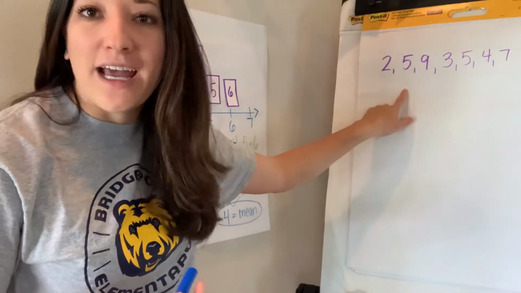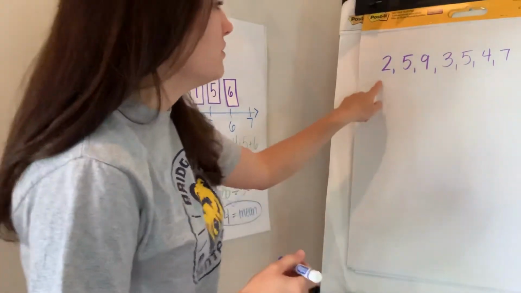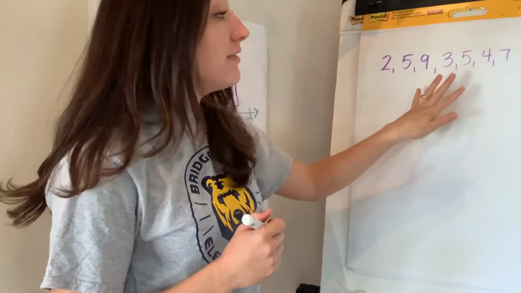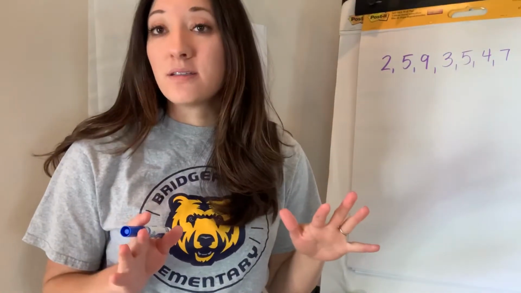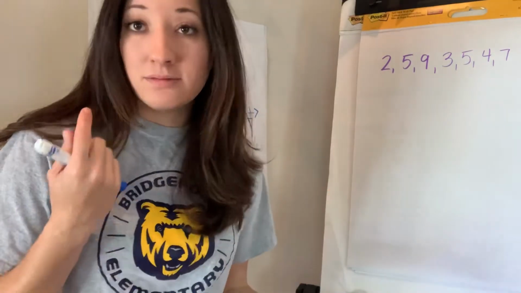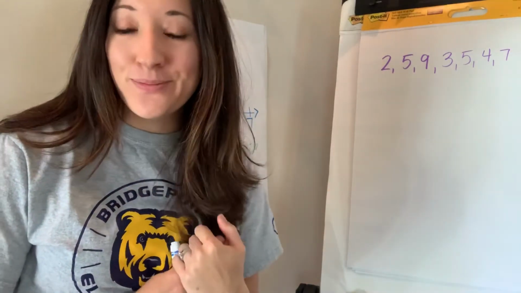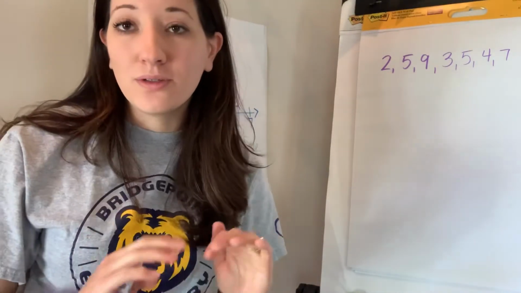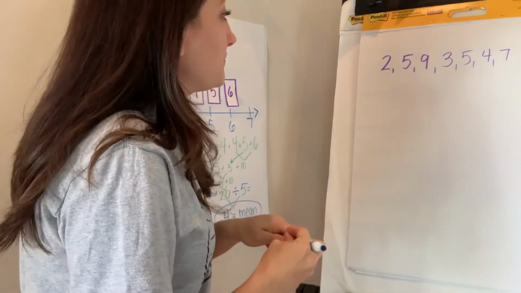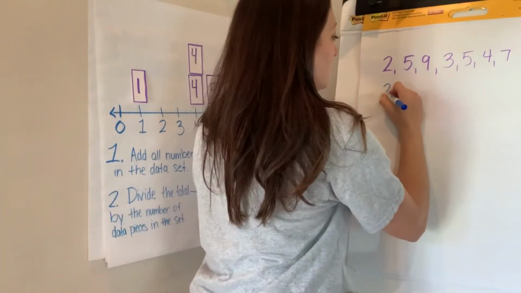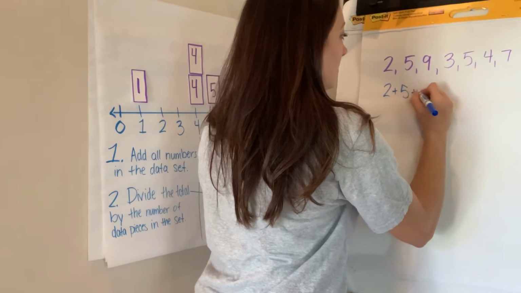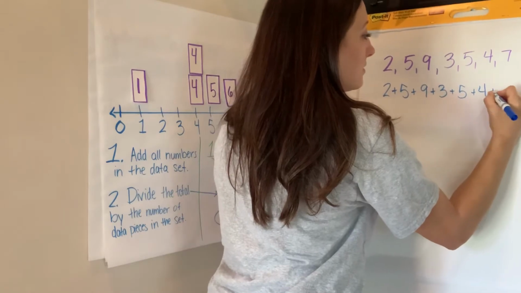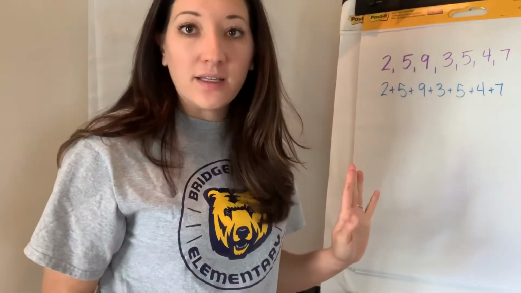So the first step is we're gonna add all of these together. So I've got 2, 5, 9, 3, 5, 4, and 7. So I'm gonna add these all together. You can do it whatever way makes sense for you. If you're gonna try to do it in your head, great, but then double check it, please, because with mental math, it's easy to get lost in there. I'm just adding them all up so that I can get a total.